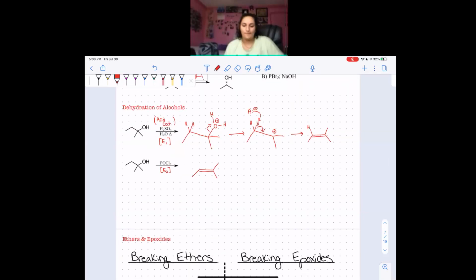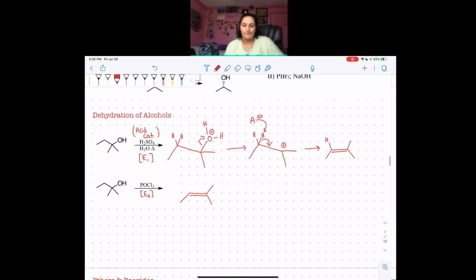All right, so for dehydration of alcohols, all you really need to know is an acid-catalyzed dehydration is going to be an E1 mechanism, which means you can have rearrangements. POCl3 is going to be an E2 mechanism, which means one step, no rearrangements. That's all you have to know for this class. And I already drew it out for you. So just remember, acid-catalyzed, rearrangements; POCl3, E2, no rearrangements.